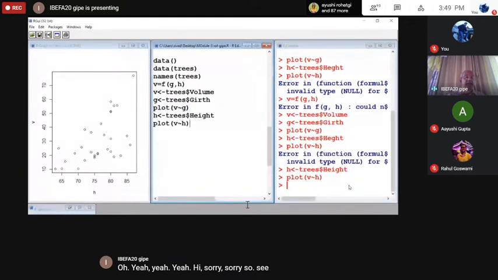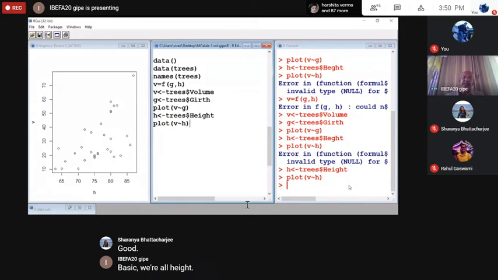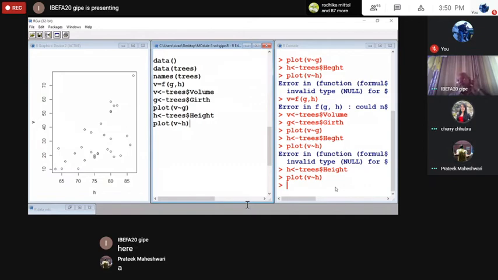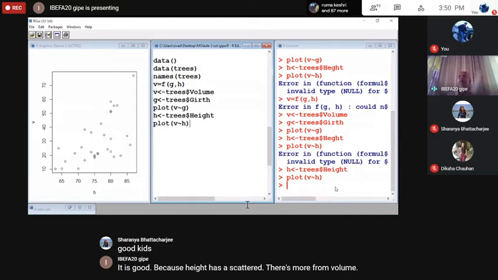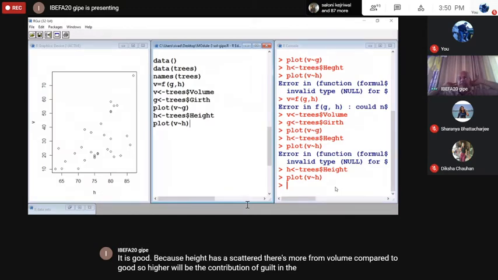See, but this correlation is small. So which variable contributes more to volume? Anybody? Is it girth or height? The girth, sir. It contributes more. It is girth, because height has more scatter from volume compared to girth. So the contribution of girth to the volume will be higher.